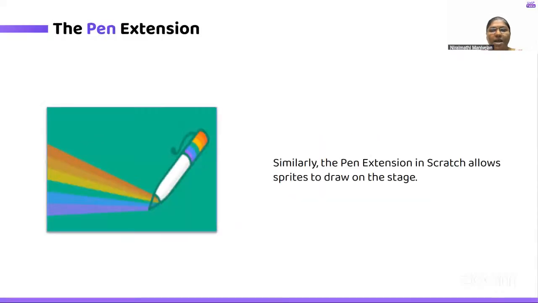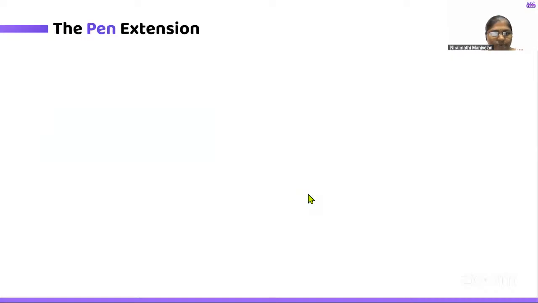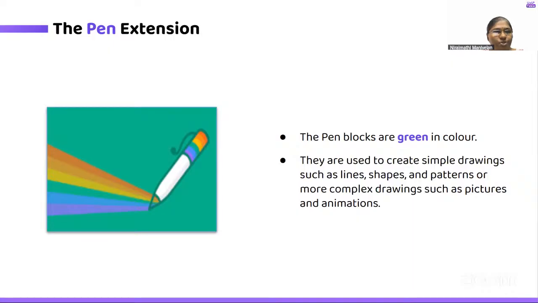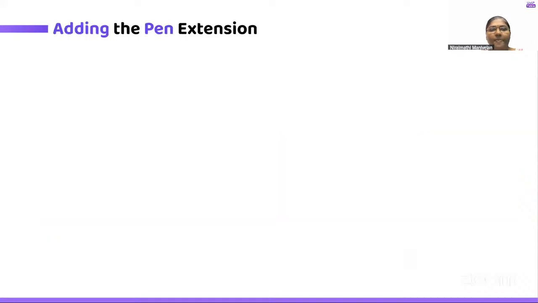Let us proceed. So pen extension in Scratch allows sprites to draw on the page. The pen blocks are generally green in color, but if you want to change the color, you can change it. They are used to create simple drawings like lines, shapes, patterns. You can also draw some pictures, animations, everything. Based on the code, you can do that.